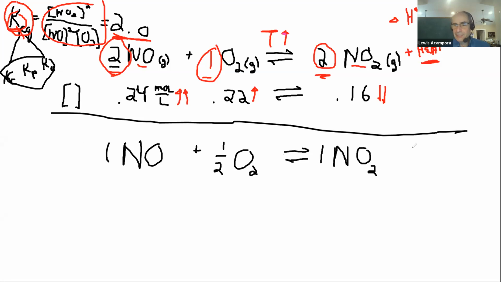The delta H for this reaction as written will be half of what it was. So it will be negative 30 kilojoules per mole. And remember, that's because it's 30 kilojoules per mole of reaction. And in this second case, a mole of reaction involves half as much stuff.